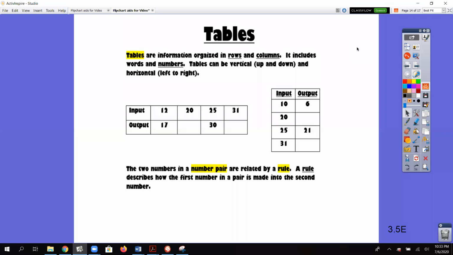Hello, boys and girls. We're going to be looking at tables today, about patterns in tables. So we're going to review some important words that we'll need to know as we study this unit. Tables are information organized in rows and columns.